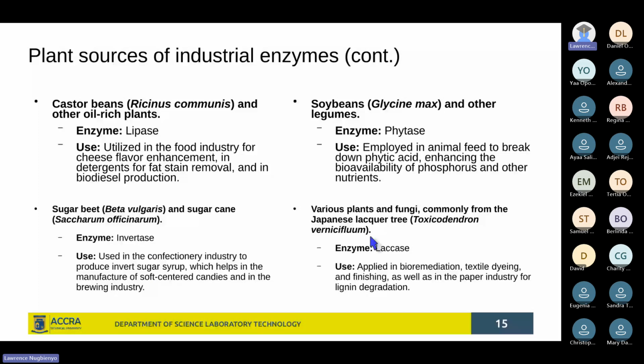Laccase from another plant, the Japanese lacquer tree. So that's another plant source of enzymes, which is used in bioremediation, textile dyeing, and even in the paper industry. It is used in paper processing, in the breakdown of another undigested carbohydrate, lignin, sort of making paper smoother. You use laccase in there, and that can be gotten from the Japanese lacquer tree.